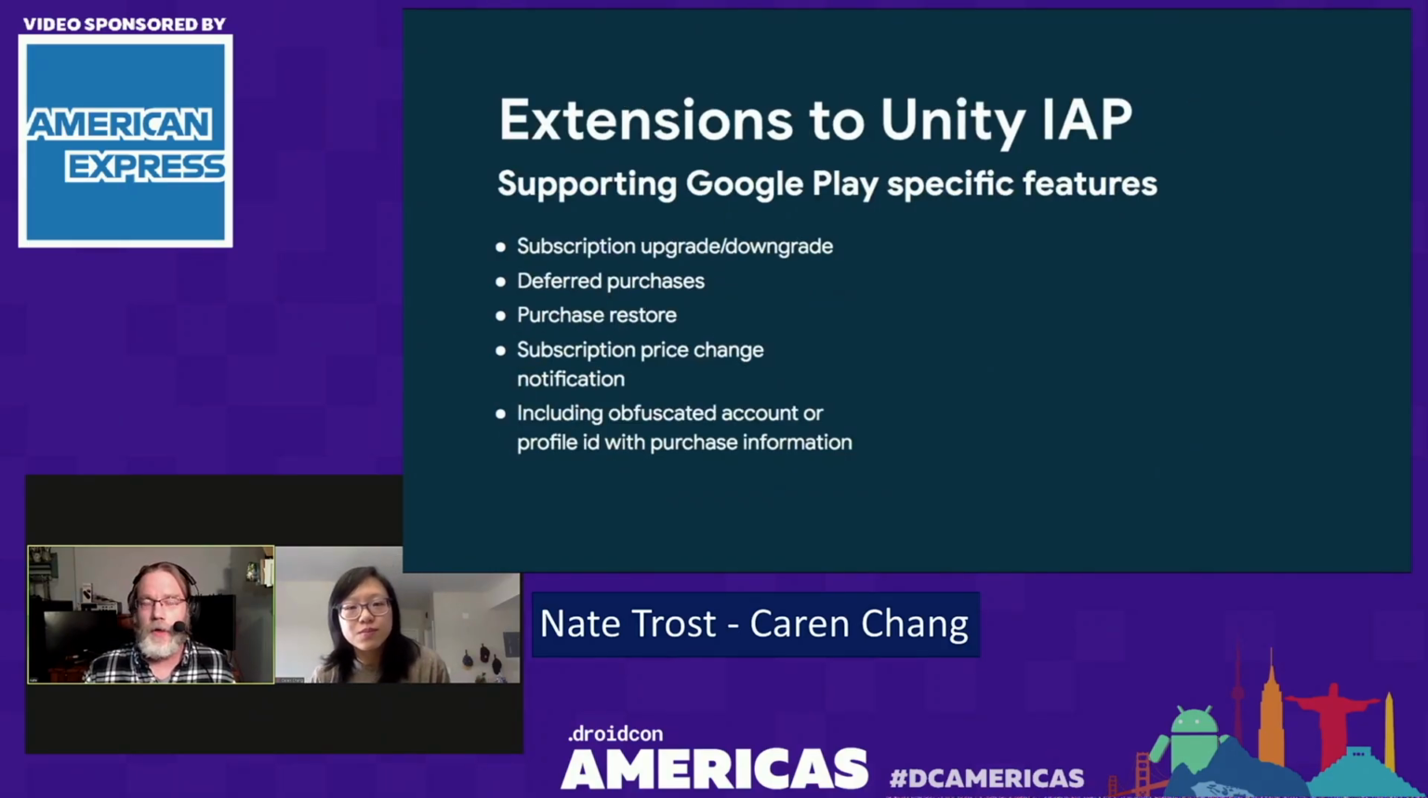So as far as the extensions, the things that Google Play and the Play Billing library support that you need to use the extension mechanism for are things like subscription upgrade and downgrade, deferred purchases, restoring purchases on a reinstall, notifying of a subscription price change, and also being able to include an obfuscated account or profile ID with your purchase information, in case you're doing back-end validation like Caren talked about before, or using some built-in client-side validation that's part of Unity IAP. So these are all things where you wouldn't be using this on a non-Android target, but if you are shipping an Android version of your product, you can take advantage of it pretty easily. Next slide, please.